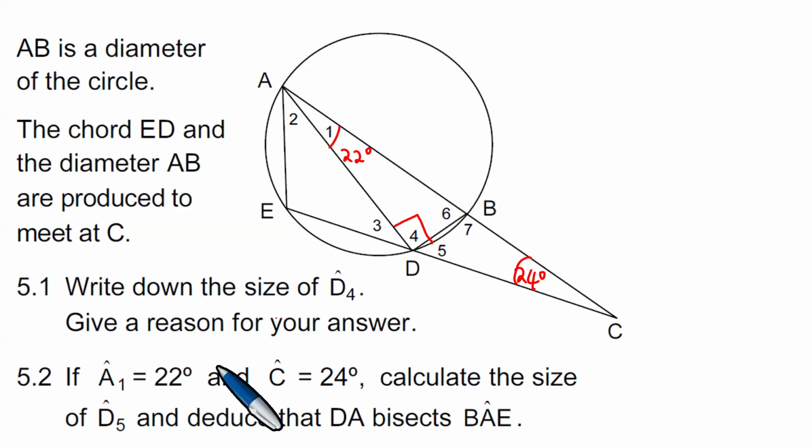Calculate the size of D5, this one, and deduce that DA bisects BAE. Okay, first we must calculate the size of D5. D5 is this one. We want to find the size of D5. So anyone? Anyone want to find the size of the angle D5?